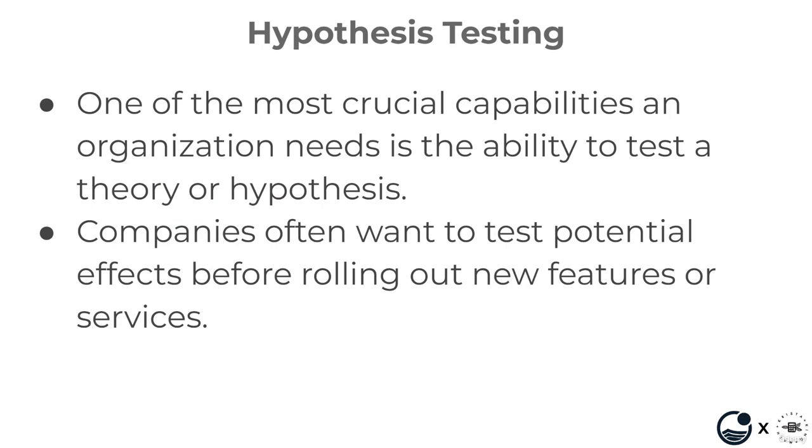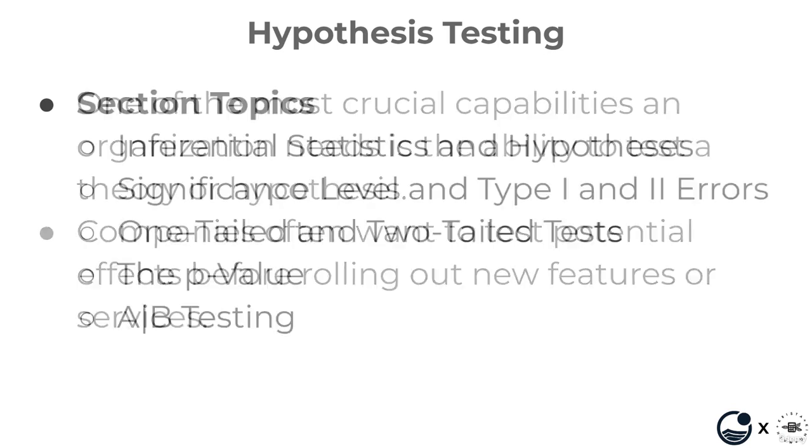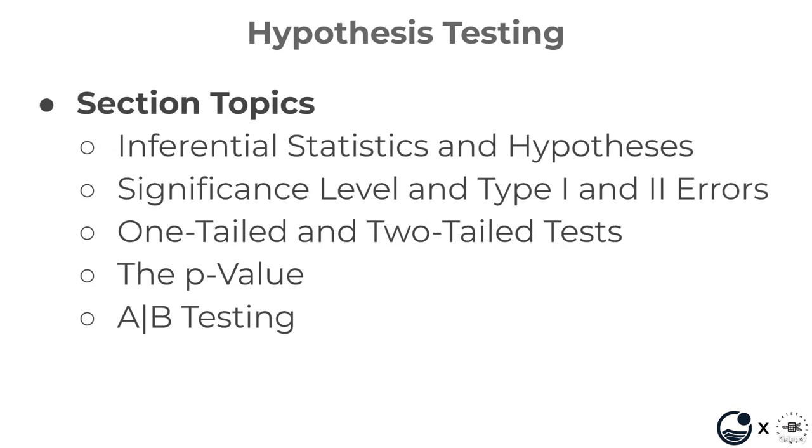One of the most crucial capabilities an organization needs is the ability to test a theory or hypothesis. Companies often want to test potential effects before rolling out new features or services to all their users. In this section, we're going to be talking about topics related to hypothesis testing, like significance level and type 1 versus type 2 errors, one-tailed tests and two-tailed tests, the p-value, and A/B testing.